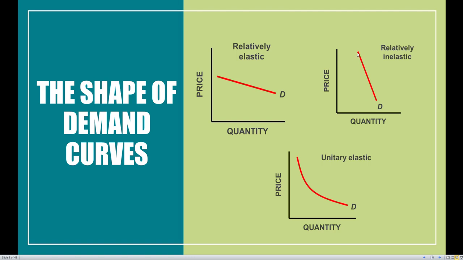And once again, when we talk about the slope, this is going to be a fairly large slope. So a very big rise, fairly small run. Large rise, fairly small run in this instance. So a large slope with inelastic demand.